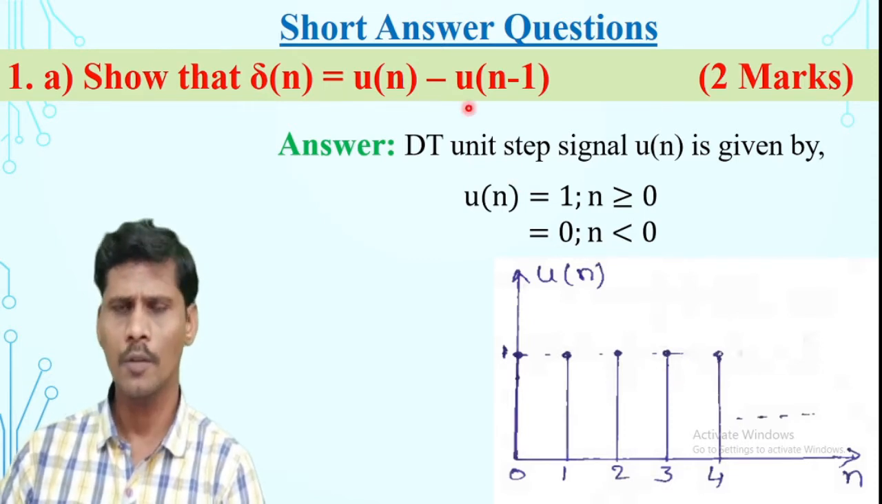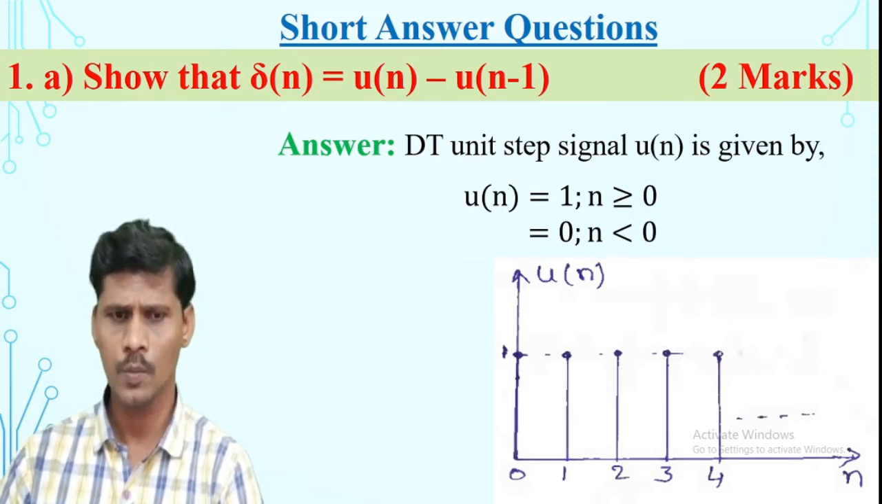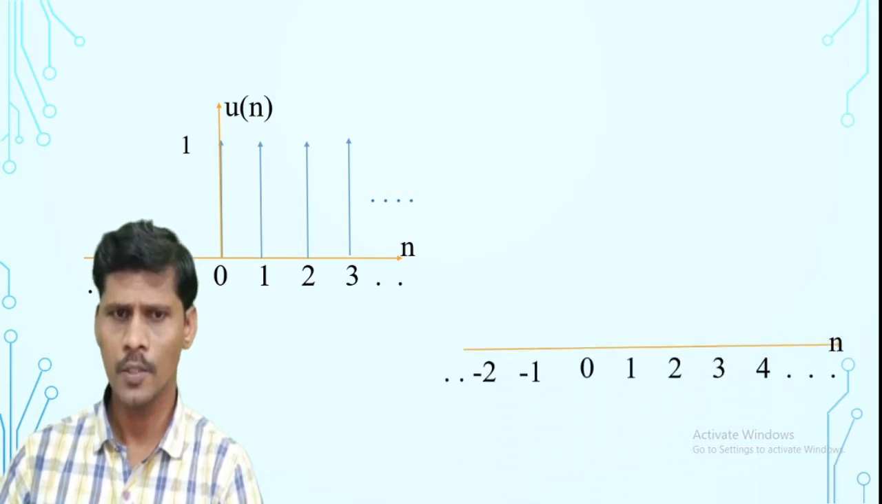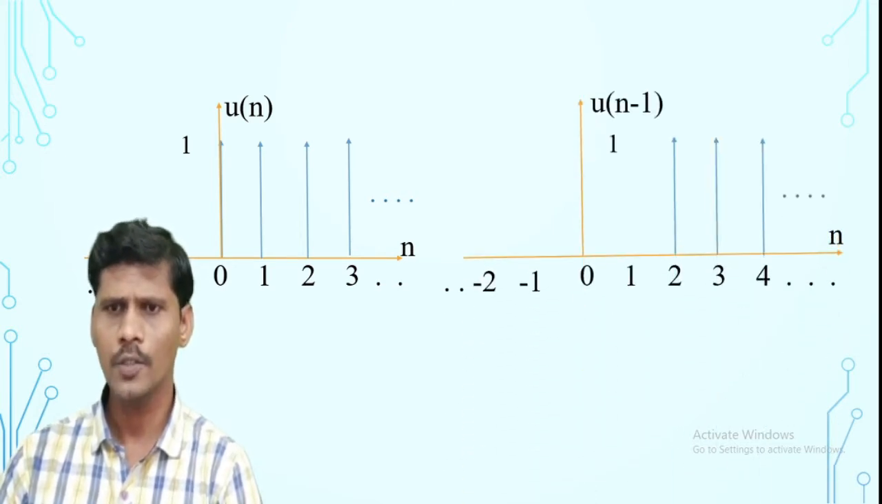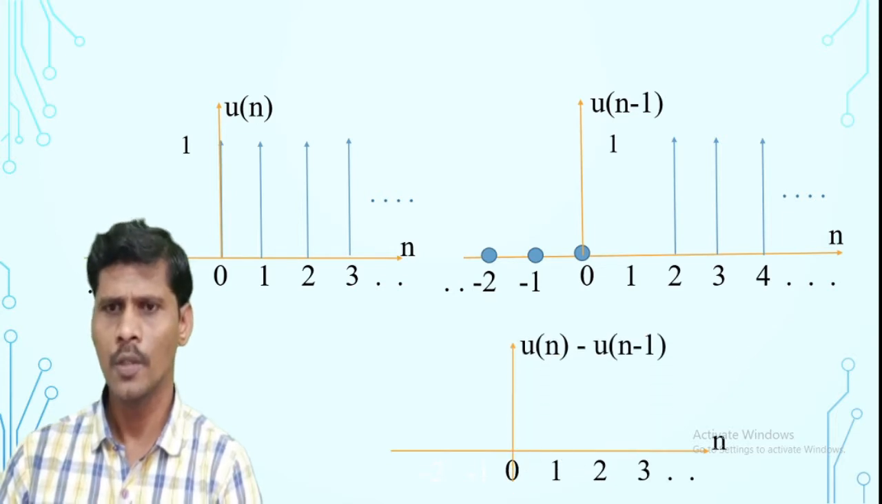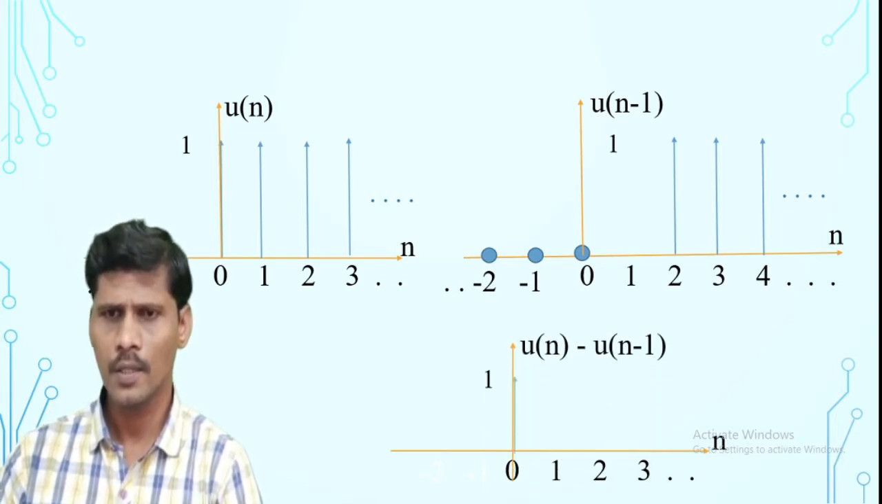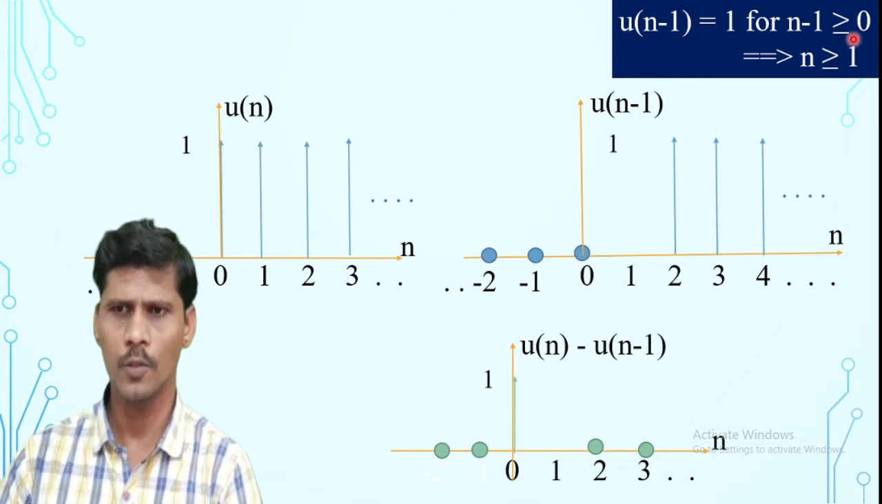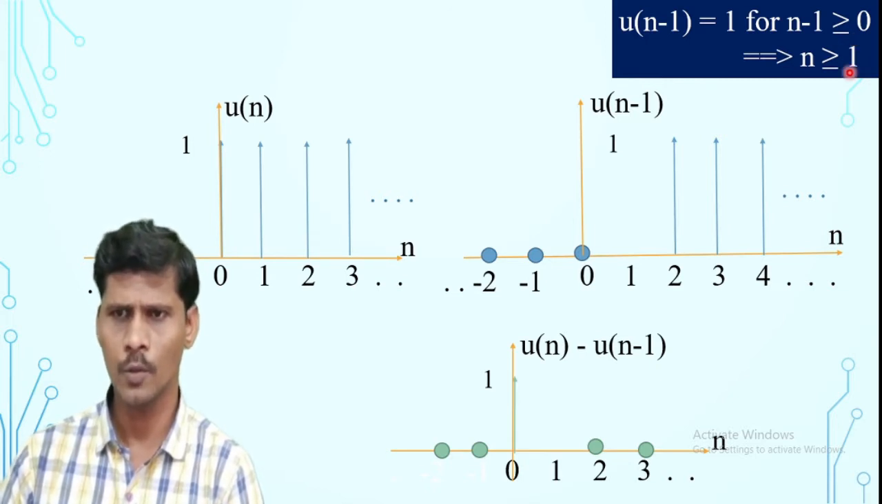Next, draw the graphical representation of u of n minus 1. U of n minus 1 is the shifted unit step sequence. According to the definition of the unit step sequence, u of n is equal to 1 for n greater than or equal to 0. Using that definition, calculate u of n minus 1. U of n minus 1 is equal to 1 for n minus 1 greater than or equal to 0, that is n greater than or equal to 1.